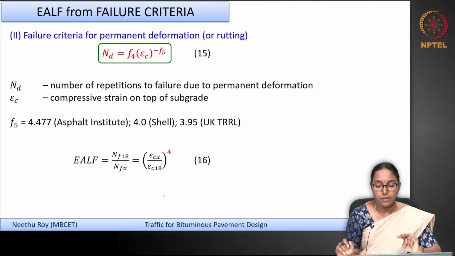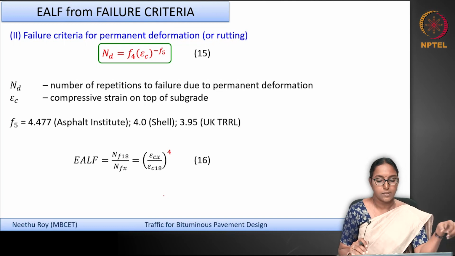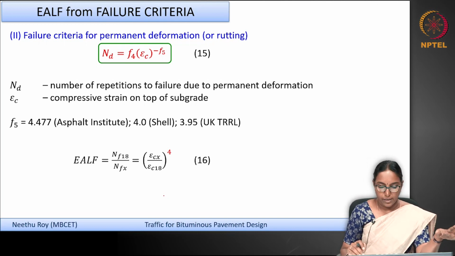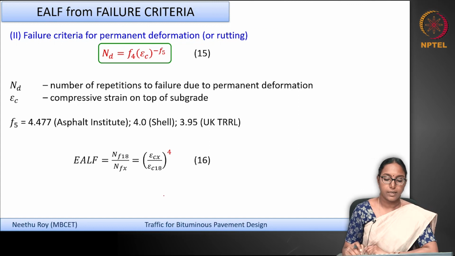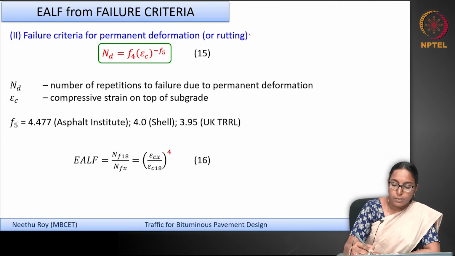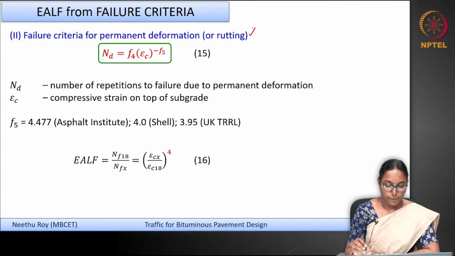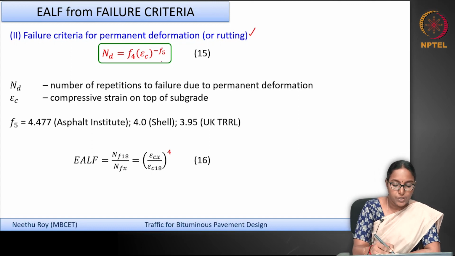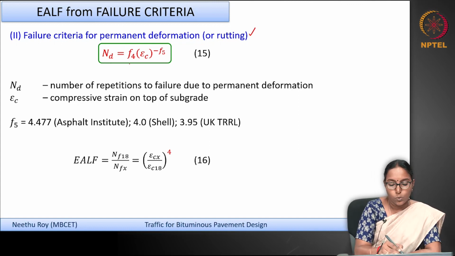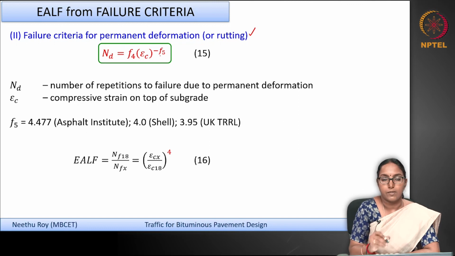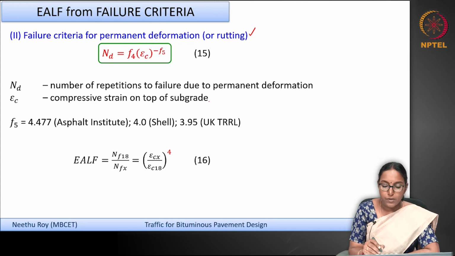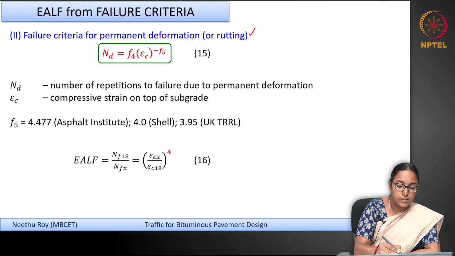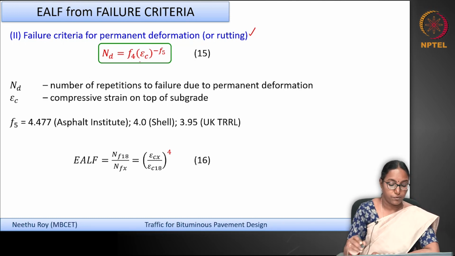Now coming to the second criterion. The first criterion that we have discussed is the failure criterion due to fatigue cracking. Now let's see the failure criterion due to permanent deformation or rutting. The distress transfer function is given as ND equals F4 epsilon C raised to minus F5, where ND is the number of repetitions to failure due to permanent deformation and epsilon C is the compressive strain on top of the subgrade, as we have seen from that figure.